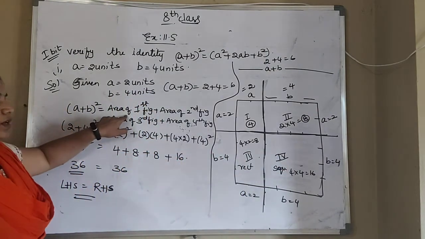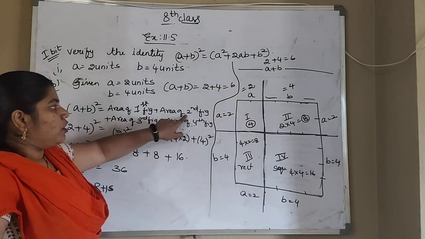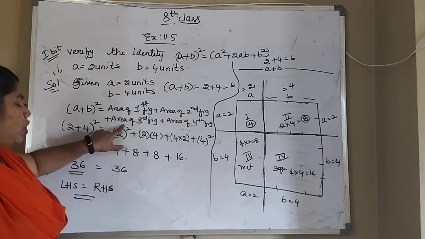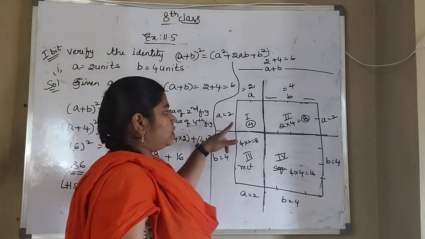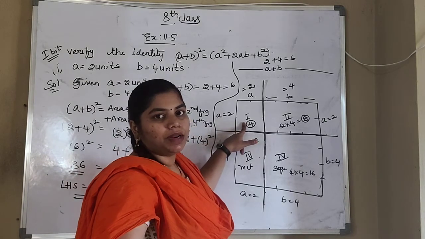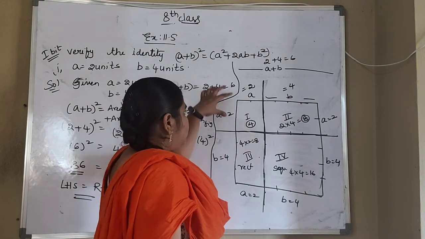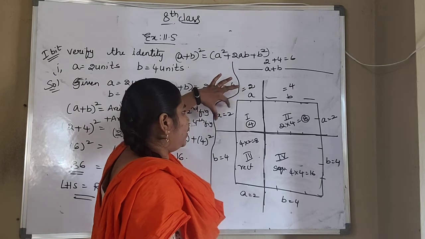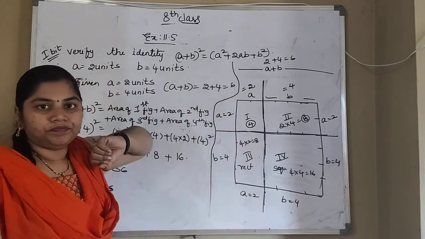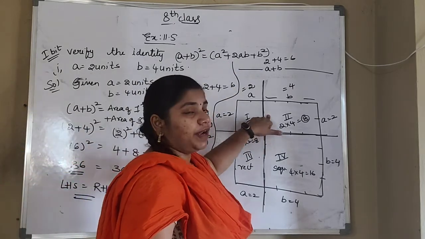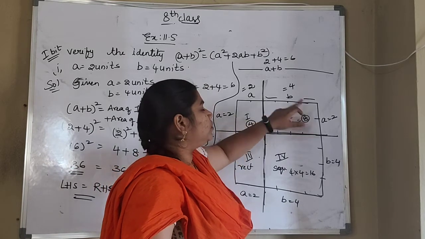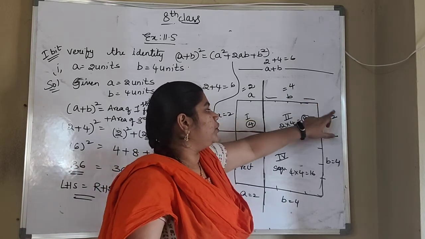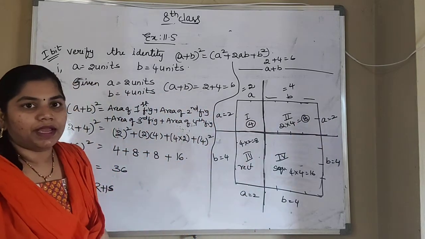So area of a first figure plus area of second figure plus area of third figure plus area of a fourth figure. Area of a first figure is what? Square. Square formula is side into side. So both sides you multiply, 2 into 2 will be 4. Second figure is rectangle. So what is the area of a rectangle? L into B. So both sides 4 into 2. 4 into 2 will be equals to 8 again.